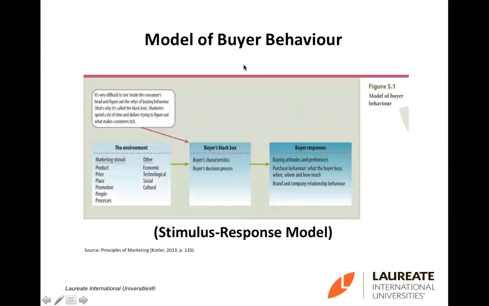Okay, the model of buyer behavior actually takes the stimulus-response model. Okay, and here we say that the stimulus actually comes from the environment. Now, if you look at that, the first set of the stimulus consists of marketing mix variables: the product, price, place, promotion, people, process, and physical evidence. Okay, that gives stimulus, that will become stimulus for our customers.